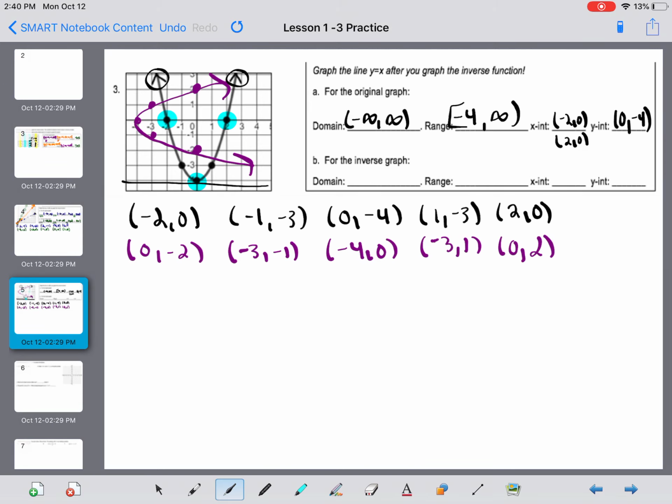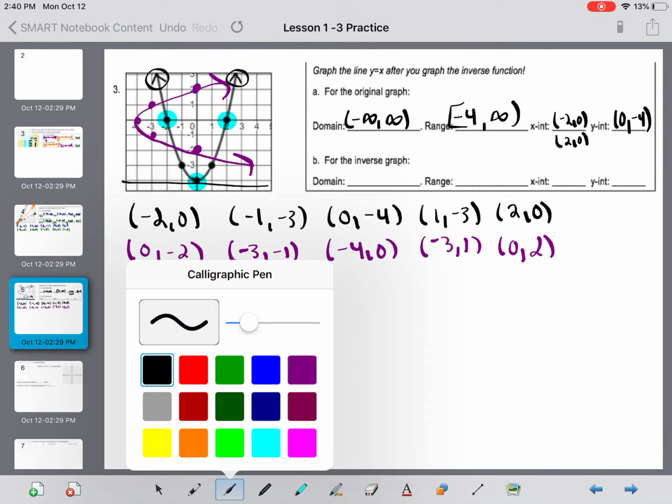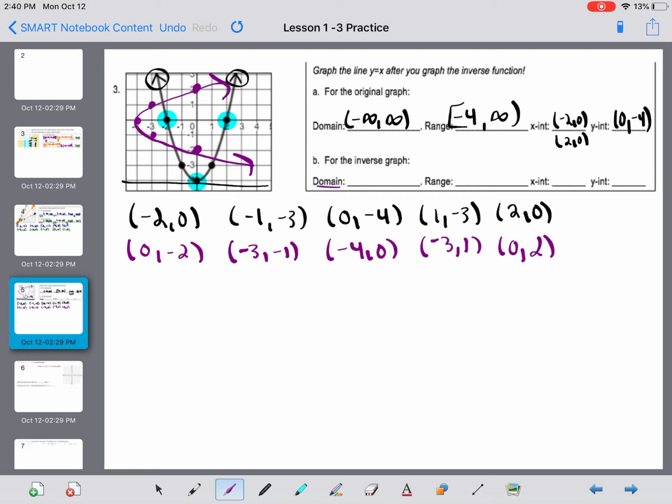For the inverse, again, everything switches. So for the inverse, the domain is the same as the range of the original. -4 to infinity. If we look, yep, on the left we start at -4, we have arrows on the right towards infinity. The range is whatever the domain is of the original. So our range is going to be from negative infinity to positive infinity. If we look at our graph, arrow on the bottom, arrow on the top, that range is true.